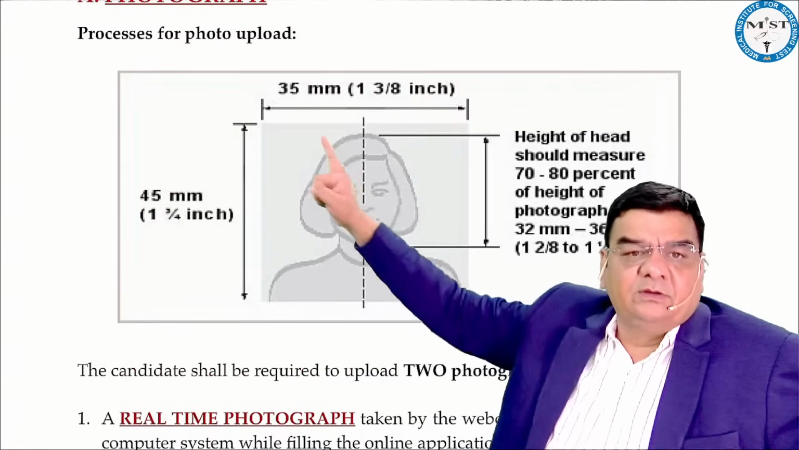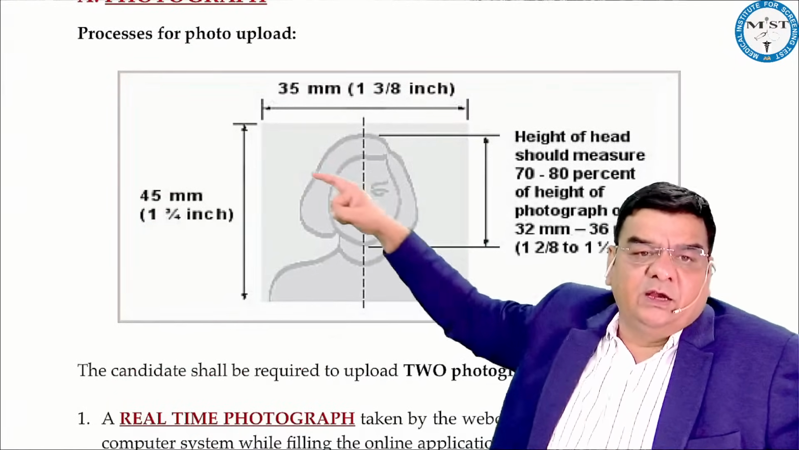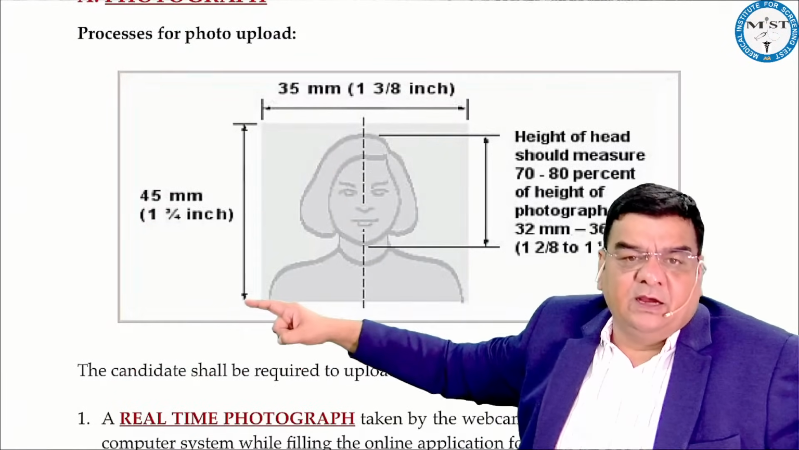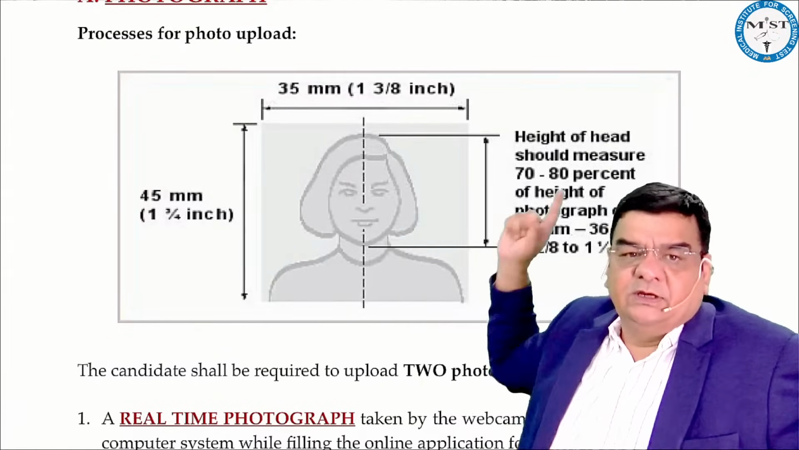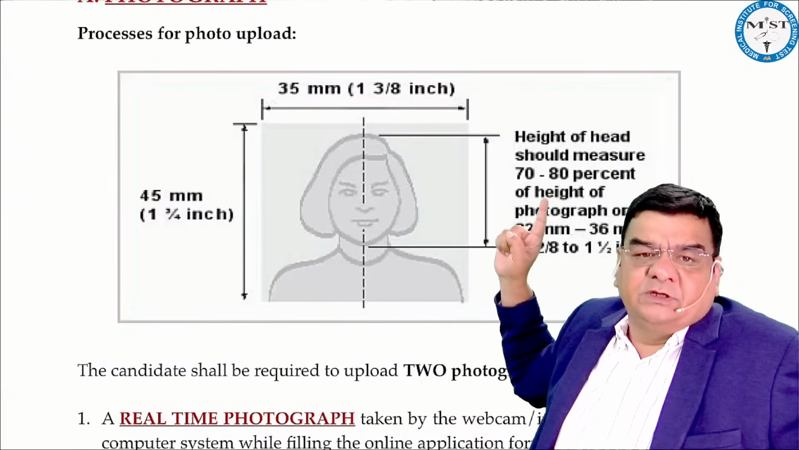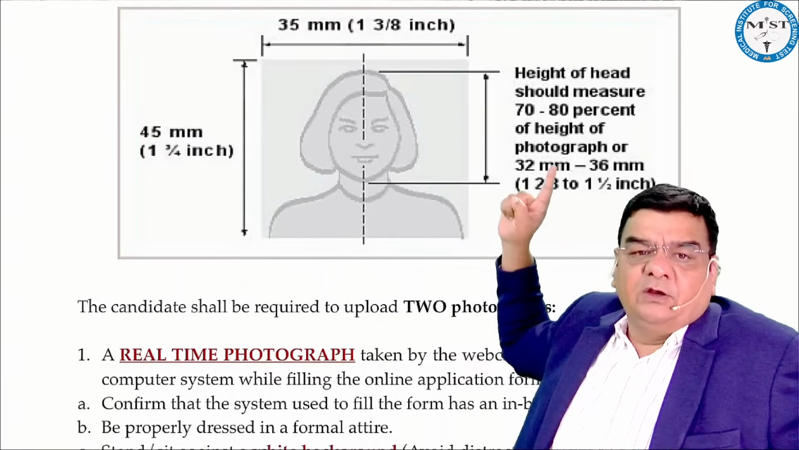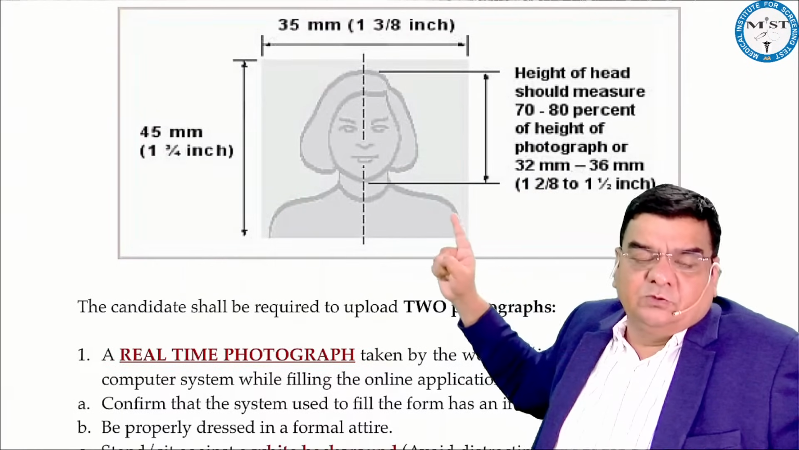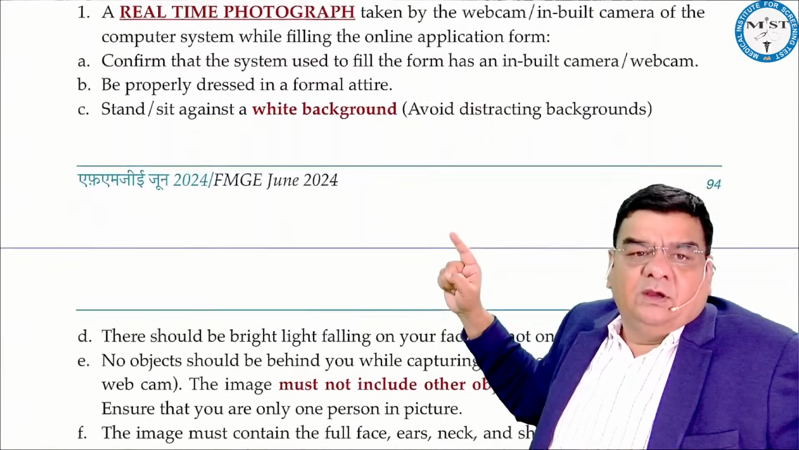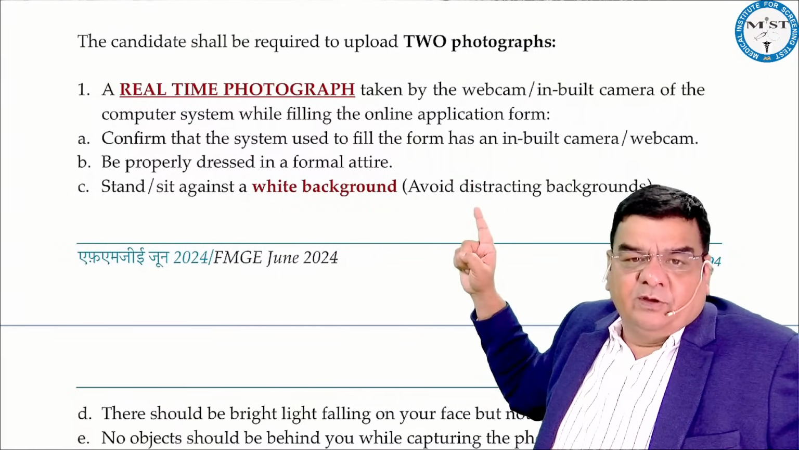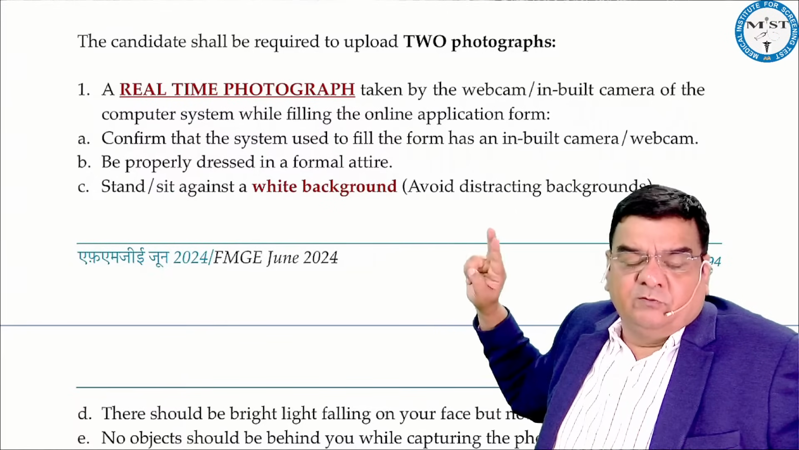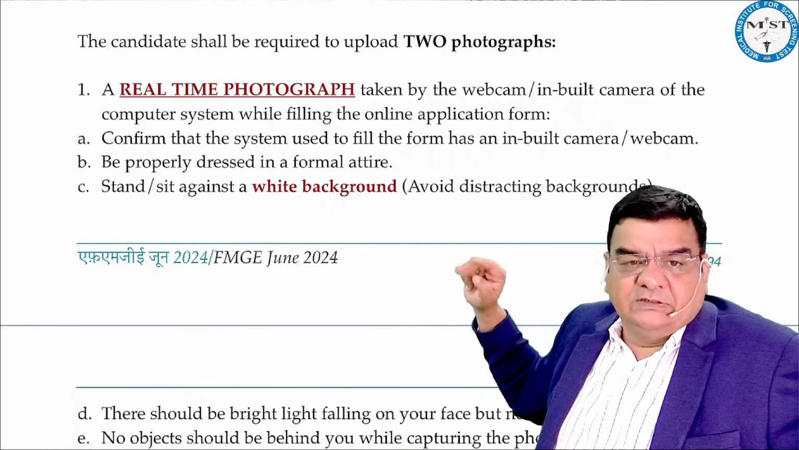Please remember 35 millimeter is the width and 45 millimeter is the height or the length, you can say. The height of the head should measure 70 to 80% of the height of the photograph, right? So please be careful. And a real-time photograph has to be taken by the webcam, by the inbuilt camera of the computer system, because you have to upload the photograph in two places.